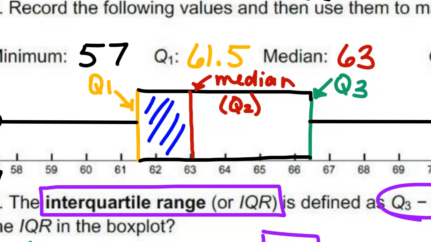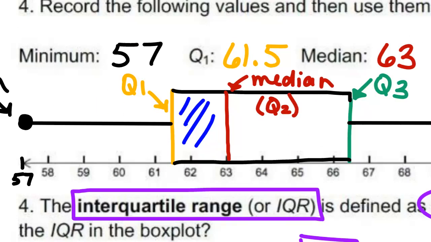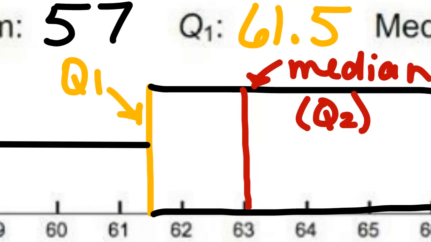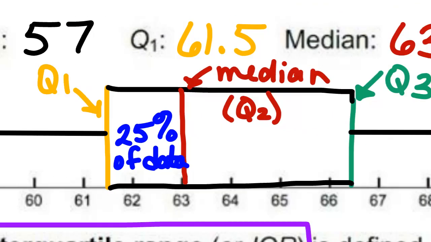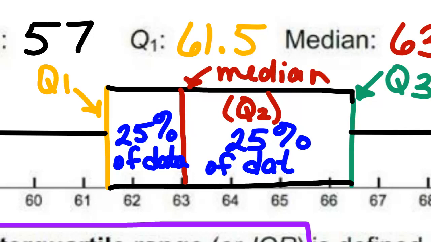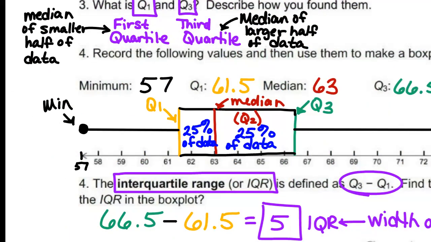This right here is 25% of my data. On the other side of the median is another 25% of the data. So the box in a box and whisker plot is telling me about half of my data. Specifically, it's telling me about the middle half of the data. So tell me about half of the group that we sampled, and I want to know about the middle half. I'm not necessarily interested in the smallest or the biggest.